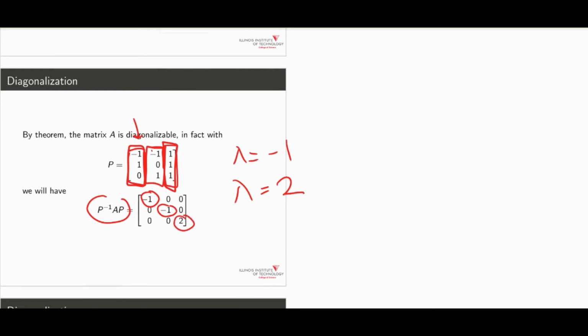So now we see that A is diagonalizable. Diagonalizable.